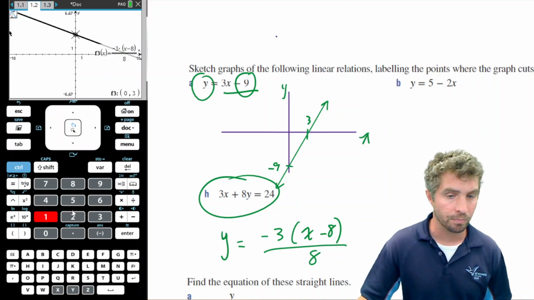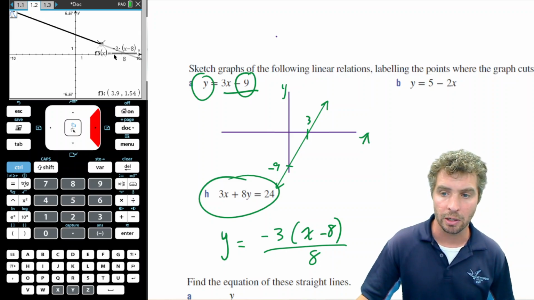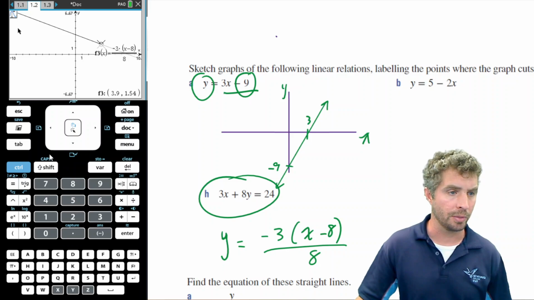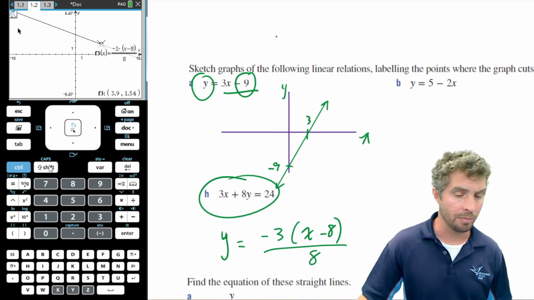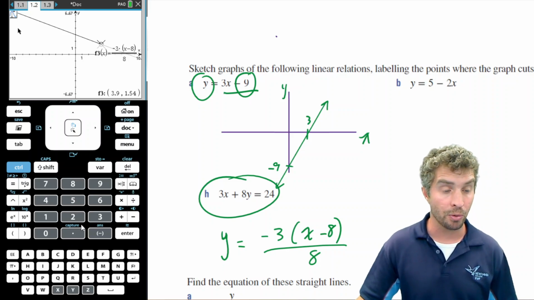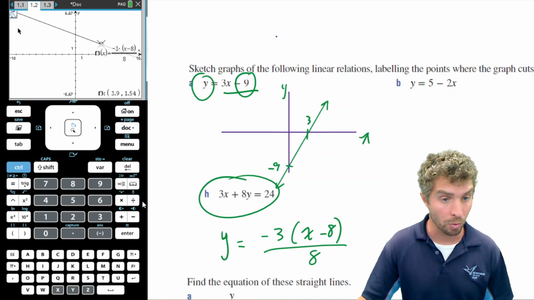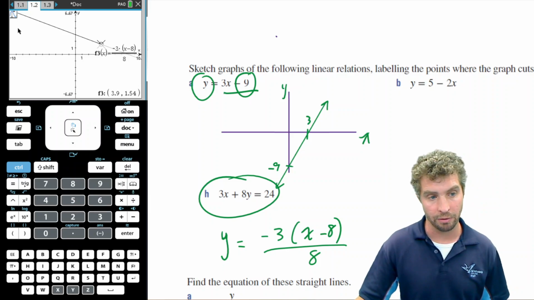So 0, 3, and I can move along, or I can make it guess. I can also move the function around, but it's a bit of a pain on the computer. So I can move that so I can see it better and zoom in and out and everything. But the important thing was I solved that equation for y and then put it in as a function.